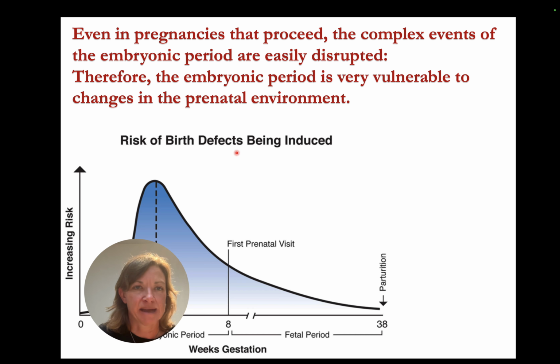So let's look at this schematic. This is the risk of birth defects being induced due to a change in prenatal environment. Increasing risk is on a sort of arbitrary scale on the y-axis. And on the x-axis, we have weeks gestation, so weeks in utero. Starting at 0 with fertilization, we've got the embryonic period, weeks 3 to 8, and then a very long fetal period ending in birth or parturition. Now, we can see that the risk of a birth defect being induced peaks in the embryonic period.